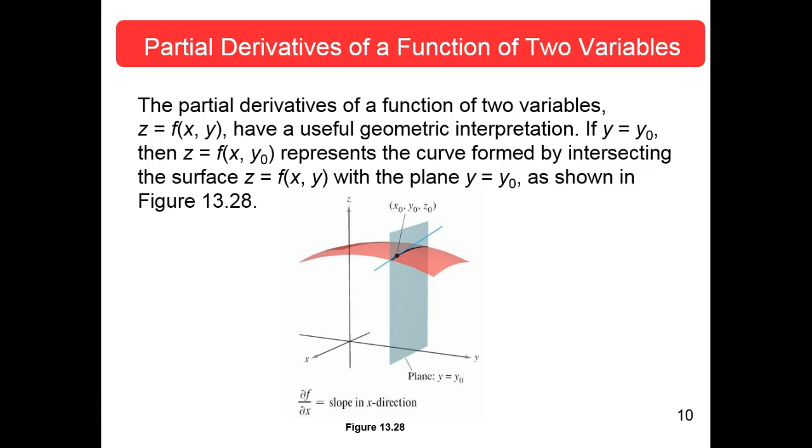The partial derivatives of a function of two variables, f of x and y, have a useful geometric interpretation. Let's say this sheet here represents z. Z is this red strip here. It looks like it's coming from a point back here and going up, like a cape or something like that. Some shape here.